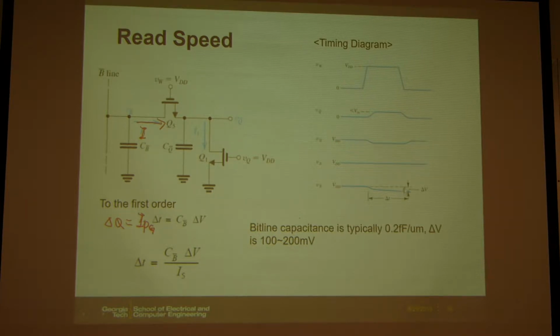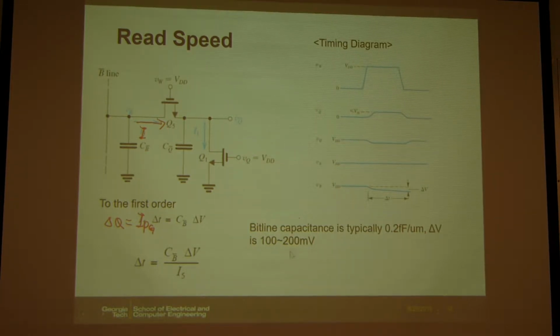So here the delta V is the decay of the bit line voltage. That is actually the sense margin for the peripheral sense amplifier to sense. Typically you just need like 100 or 200 millivolts decay of the bit line voltage, then the sense amp is able to sense this small signal difference.